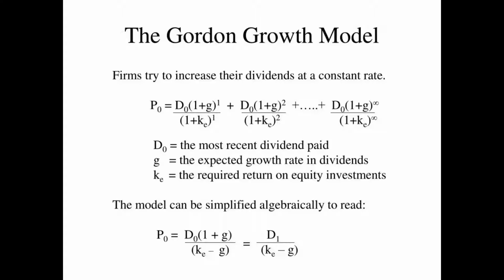Computing the price of common stock. The one-period valuation model. P0, the current price of the stock, is equal to D1, the dividend paid at the end of year 1, divided by 1 plus Ke, the required return on investment in equity, plus P1, the sale price of the stock at the end of the first period, divided by 1 plus Ke, the required return on investment in equity.